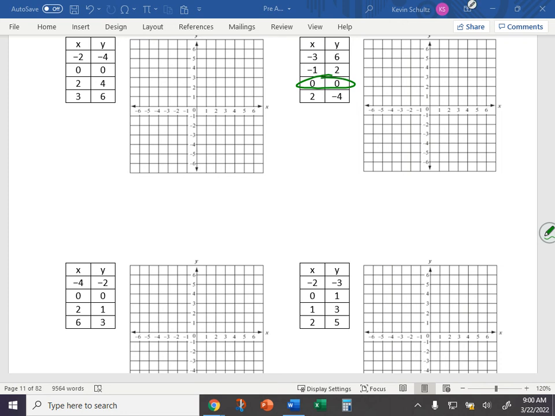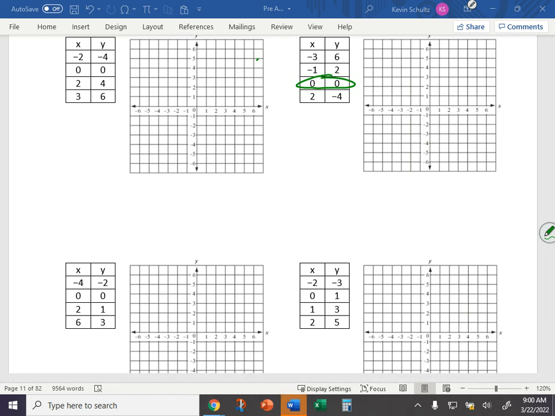0 equals 0. You're not adding. It means that there's no addition or subtraction. Okay? So it's going to be multiplication or division. And how do we get from negative 3 to 6, negative 1 to 2, 2 to negative 4? Something to notice here is that the sign changes in all of these, negative to positive, negative to positive, positive to negative. That might be a hint.